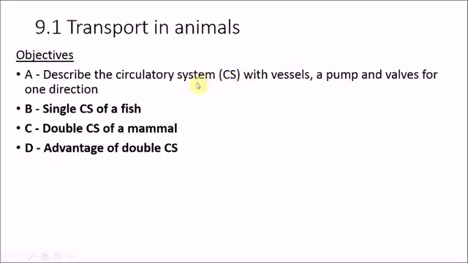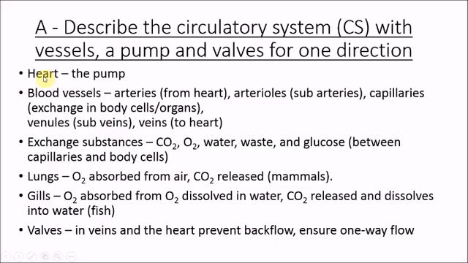We've got to describe that circulatory system with vessels, a pump, and valves for one direction of flow. The second objective, we need to talk about the single circulatory system of a fish, and the double circulatory system of a mammal, and then the advantages of a double circulatory system. The first thing you've got in the circulatory system is the heart, which is the pump, pumps the blood around. The blood vessels are like the tubes that the blood travels in and around.